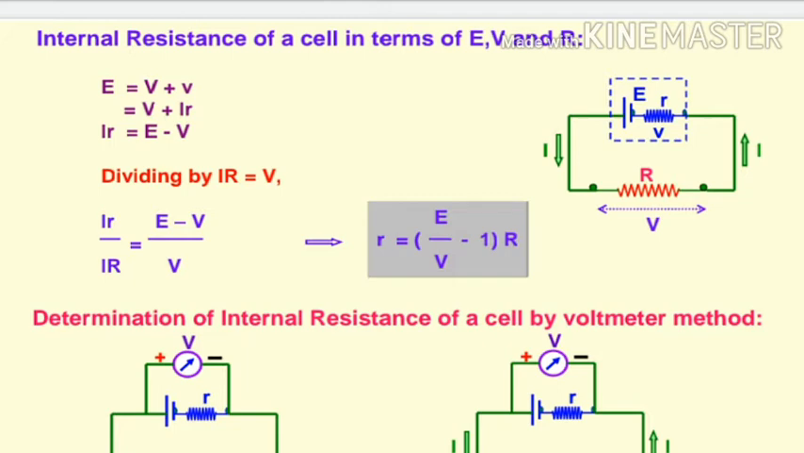That can be written as, if we divide both terms E and V by V, then we get r equal to (E by V minus 1) whole into R. This is the simple formula which helps to find the internal resistance of any given cell whose EMF and working potential, or terminal potential, is given, when any resistance is connected externally to the cell.